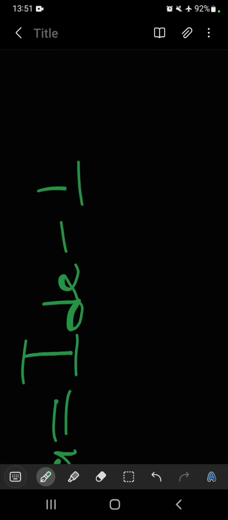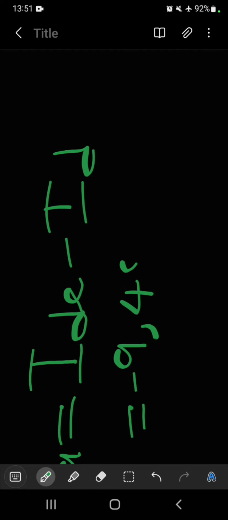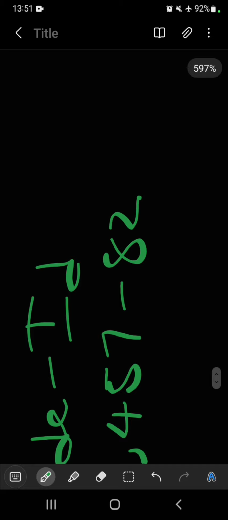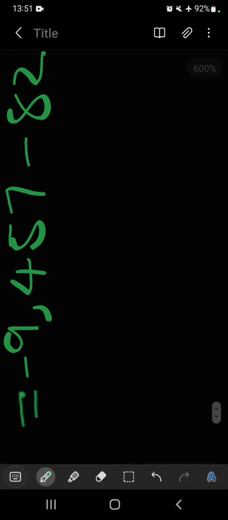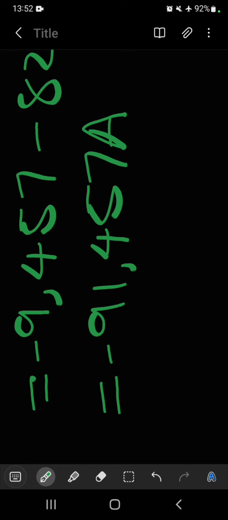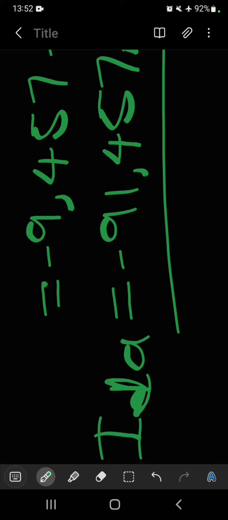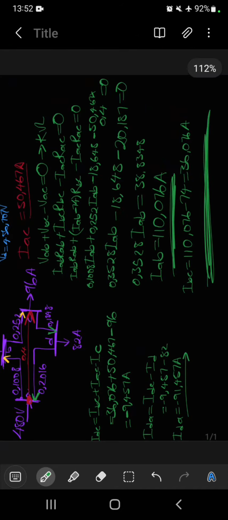So IDA is equal to IDC minus ID. Now the value is minus 9,457 minus 82. So our value there is minus 91,457 amps. Good. That's IDA. Now you have all the currents that you need.